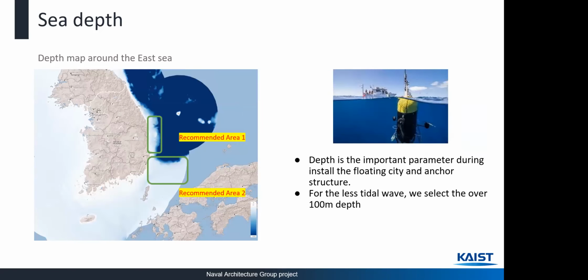To install a floating offshore wind floating island, the sea should be deep enough, and the height of the sea should be constant. At the recommended location, the sea is deeper than 100 meters and not too deep for installing the mooring line. And in this case, the water level is constant since there is no tidal wave.